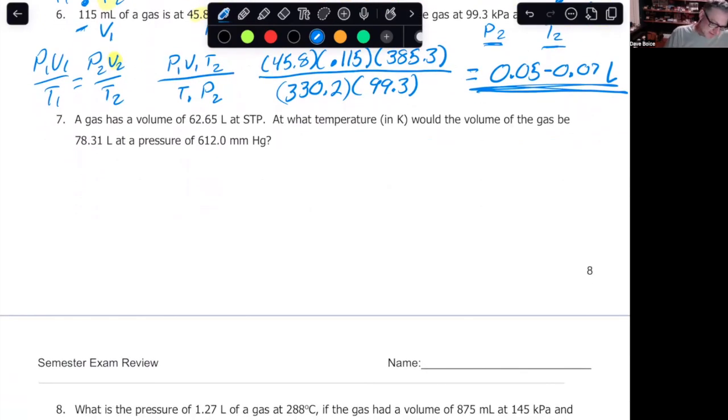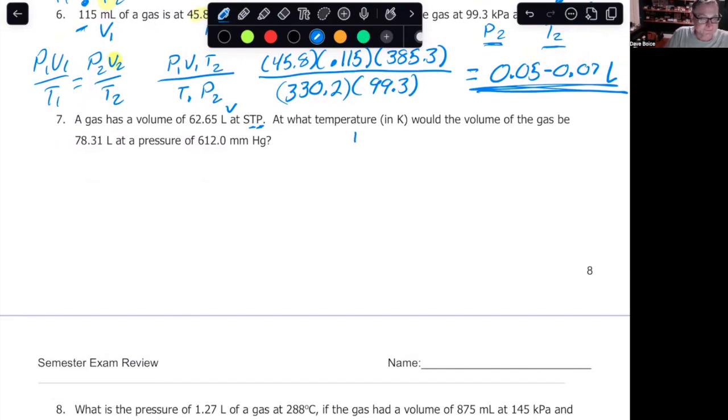your credit. Number 7, gas has a volume. All right, another volume. At STP, that means I have both the temperature and the pressure. Don't forget that. It's going to get really confusing if you don't see that temperature and pressure and you start thinking, wait a minute, what am I doing? This is wrong. At what temperature?